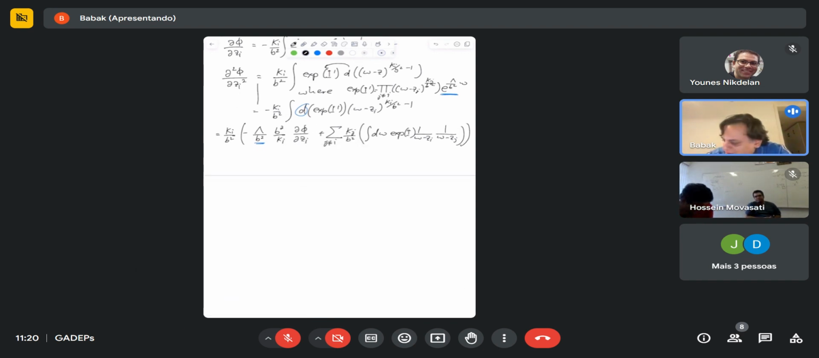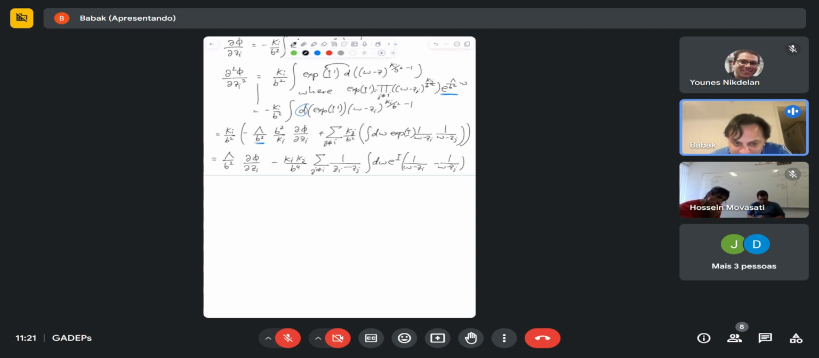And this is when it just hits all the other terms. And then you can rewrite this as lambda over b squared del phi del zi minus ki kj over b to the fourth, sum over j not equal to i, 1 over zi minus zj, integral dw e to the i, 1 over w minus zi minus 1 over w minus zj, and that's it.